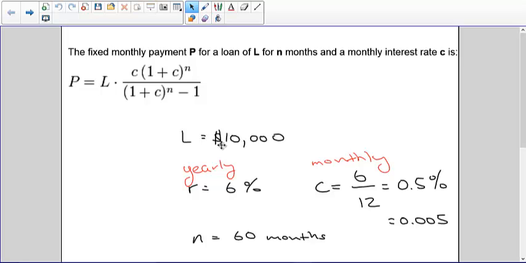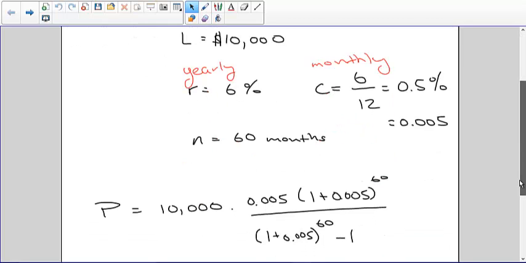So let's say we have a loan equal to $10,000, and we have a 6% yearly interest rate. That's the one that would usually be quoted. If you calculate the monthly interest rate, you take 6% divided by 12, that's 0.5% per month, which has a decimal equivalent of 0.005. And we're going to do a 60-month loan, so N is 60. So we have everything: we have 10,000, N is 60, and C is 0.005. So we're going to plug that into the formula, which I'm going to do down here. So there's the formula.